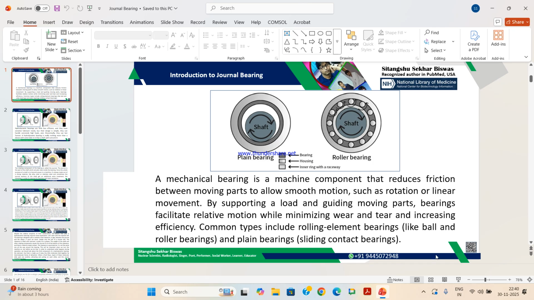Let me start today's session. It's an introductory session where, without going into more detail with mathematics, pictorially or with your common sense, you can understand the concept of journal bearing.